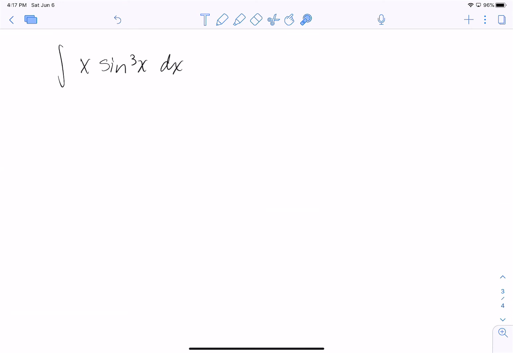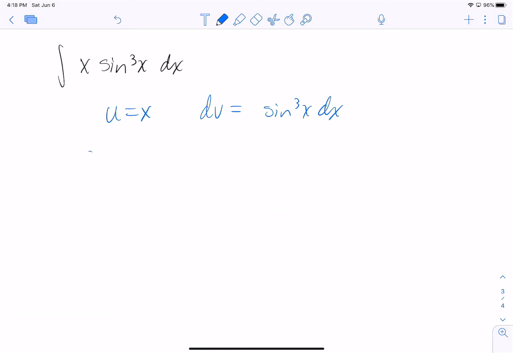For the integral of x times the sine cubed of x dx, as is often the case, we need to combine old information with new information. In this case, the old information is that of integration by parts. And when we use integration by parts, if we have a polynomial factor, we usually identify that as u. So I'm going to let u equal x, and then dv will equal the sine cubed of x dx.